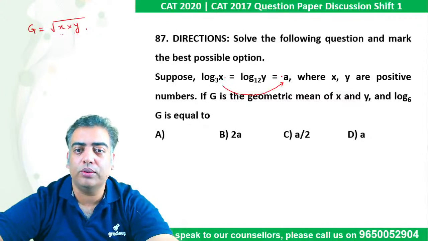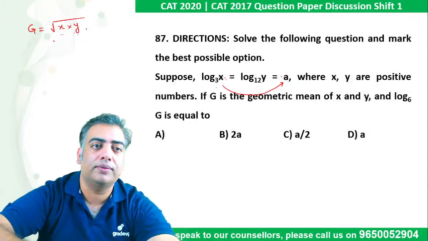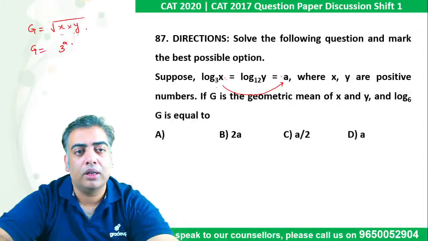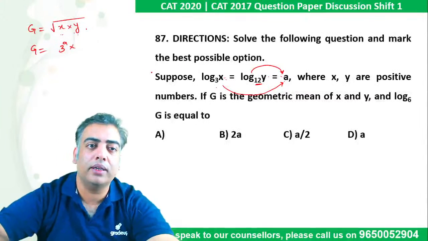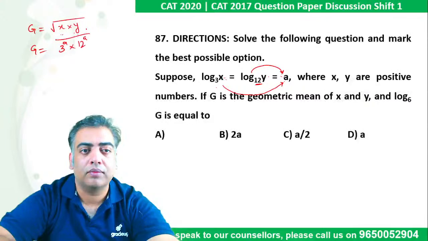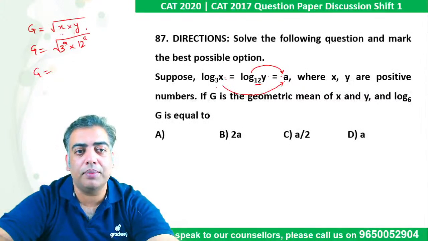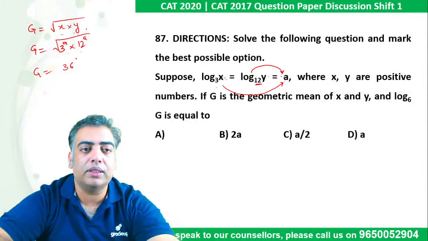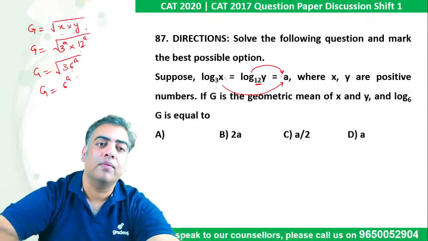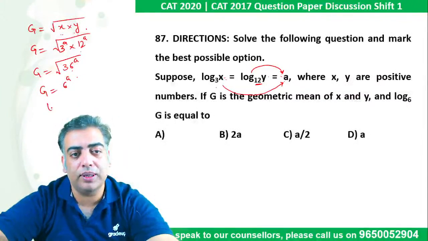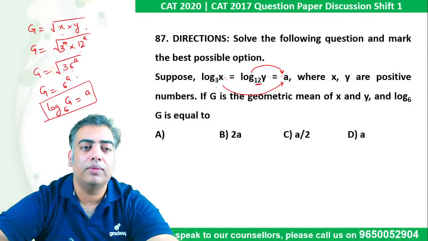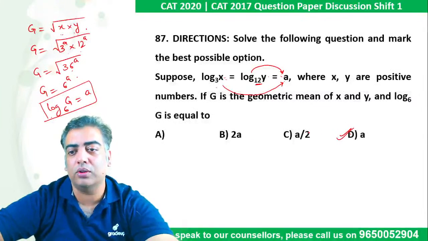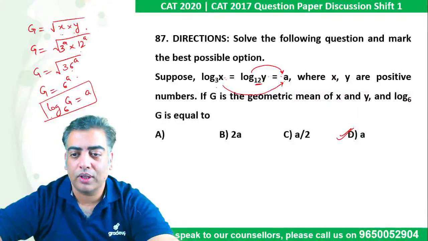On equating these two, x comes out to be 3 raised to power a. Likewise, on equating these two, y comes out to be 12 raised to power a. Since the power is same, a and a, we can multiply these two, which is 36 raised to power a, square root, and we all know square root of 36 is 6. Now, when you take log here, it gives me log g to the base 6 will be equivalent to a, which is the required answer in this case. So the right answer option is D. Right, Bharat.